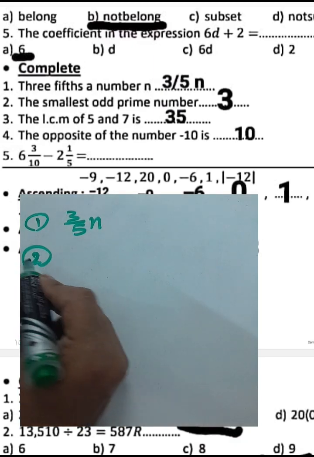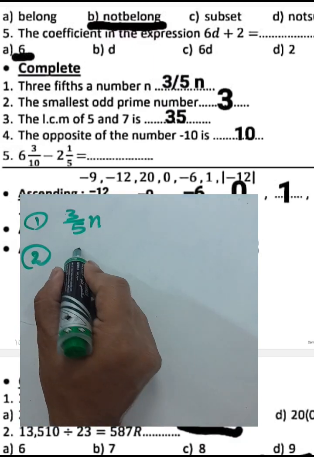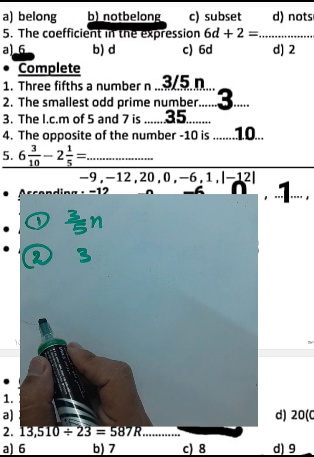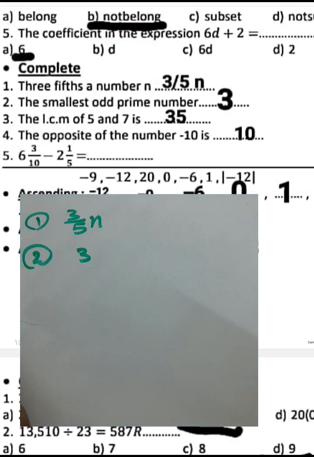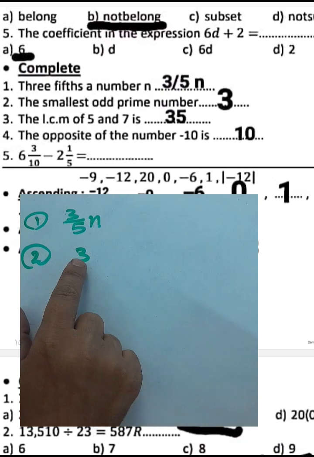Question number 2 is the smallest odd prime number. It will be 3. We know any prime number has only two factors, it can be divided by itself and one only, such as 2, 3, 5, 7, and we know 2 is the only even prime number. And this example, the smallest odd prime number, will be 3.